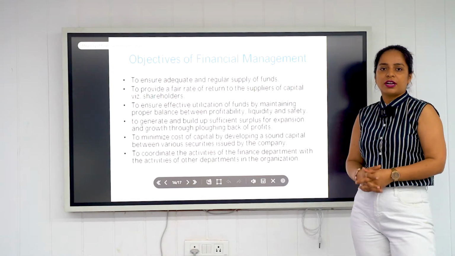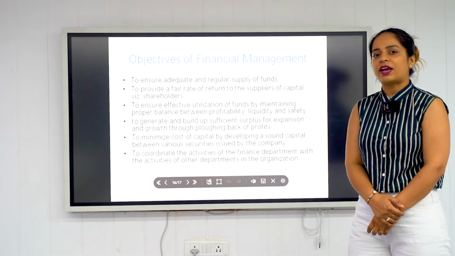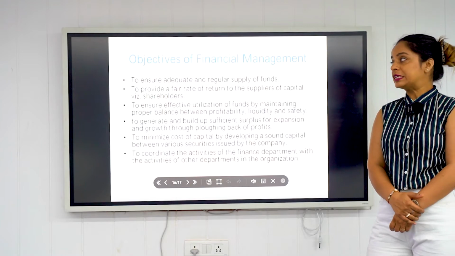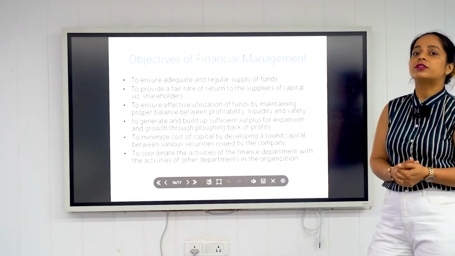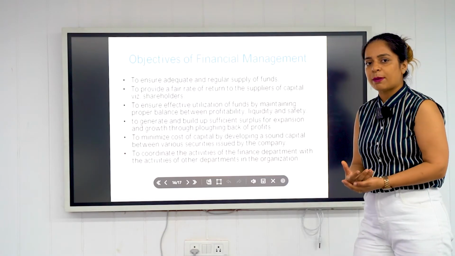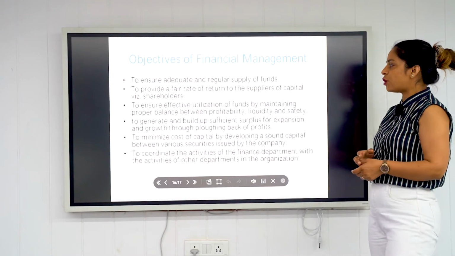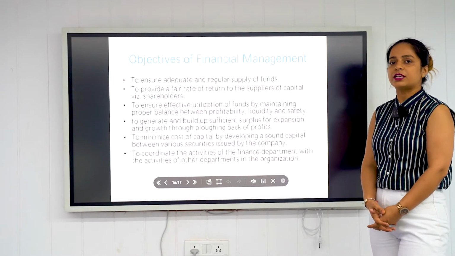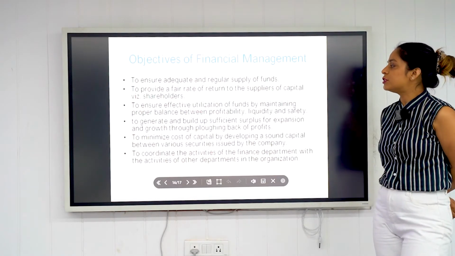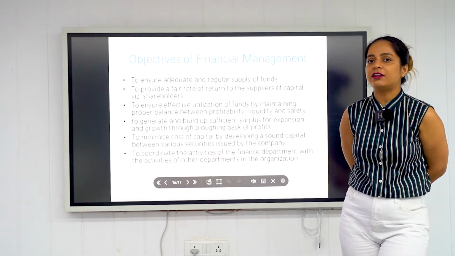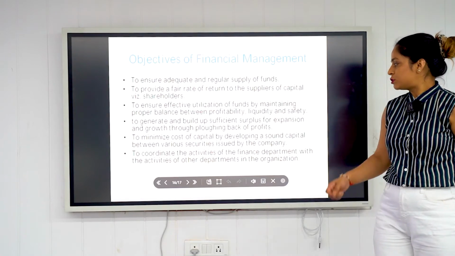Besides that, there are several other objectives of financial management. It means to provide the supply of the funds at appropriate time and in adequate manner. It provides a fair rate of returns to the suppliers of capital. It could be shareholder, dividend holders, debenture holders, bond holders. It ensures the effective utilization of the funds that have been acquired by the financial manager from the different sources of the funds. It also generates and builds a sufficient surplus and division of profit in a maximum utilization way to minimize the cost of capital.